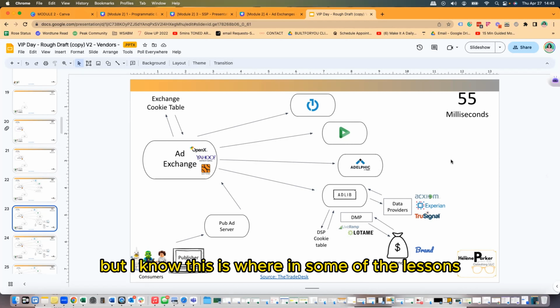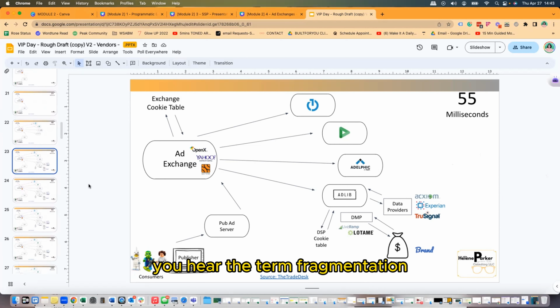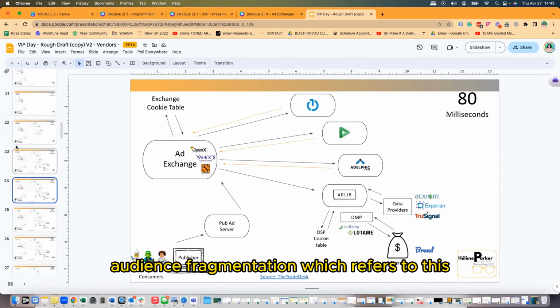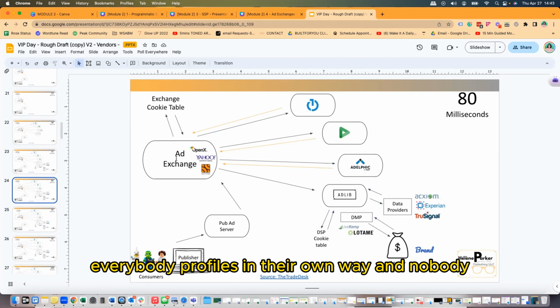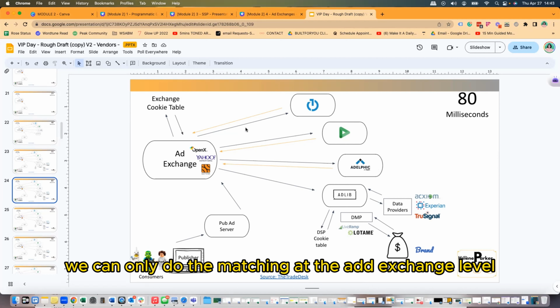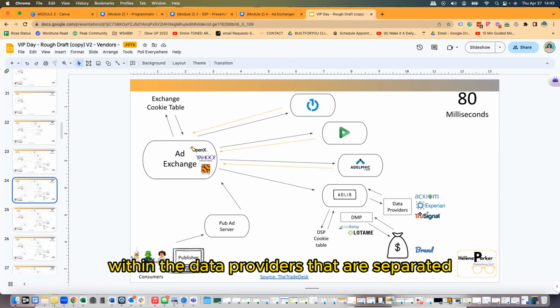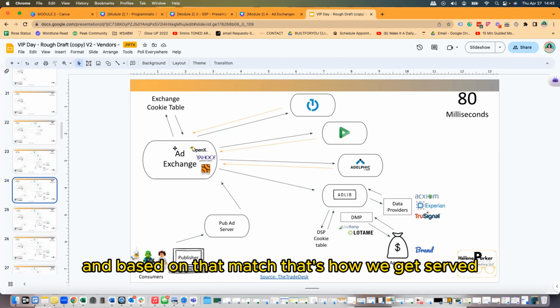This is where, in some of the lessons or in some presentations or in the industry, you'll hear the term fragmentation. You'll hear the phrase audience fragmentation, which refers to this. The industry is extremely fragmented because everybody profiles in their own way, and we can only do the matching at the ad exchange level. So this is where the matching happens. When these audiences within the data providers are separated from the exchange, they try to match as best as possible. And based on that match, that's how we get served, or that's how we bid on things.